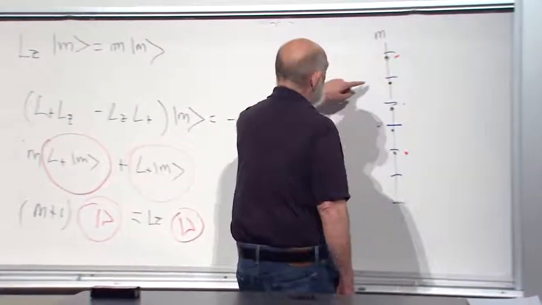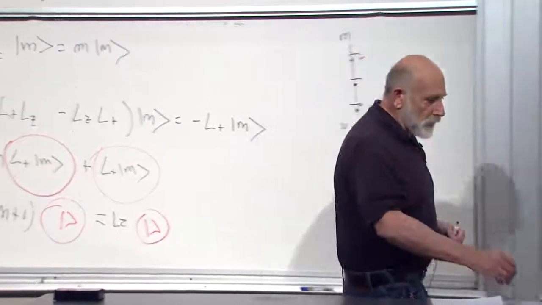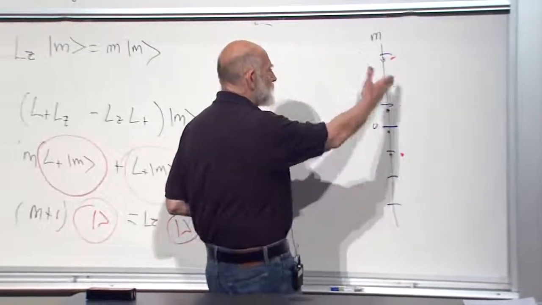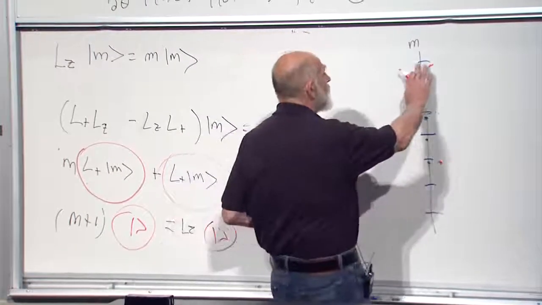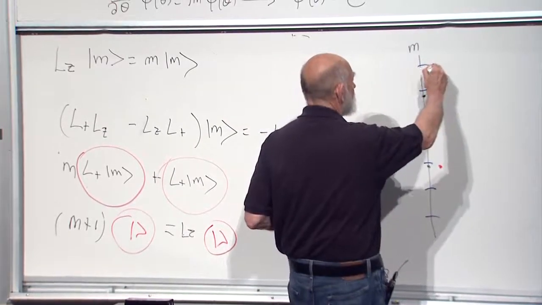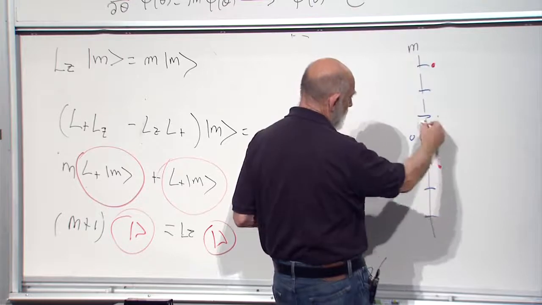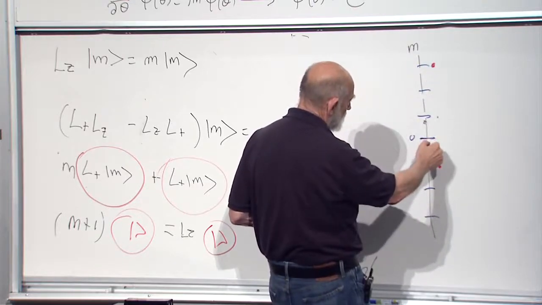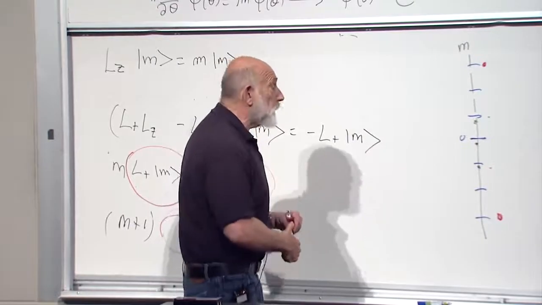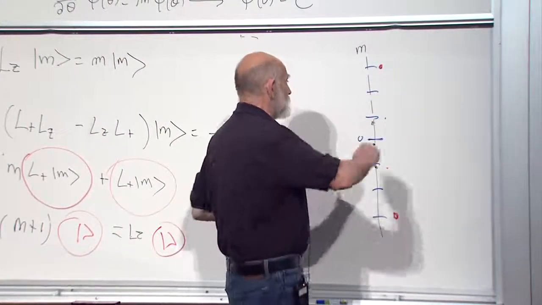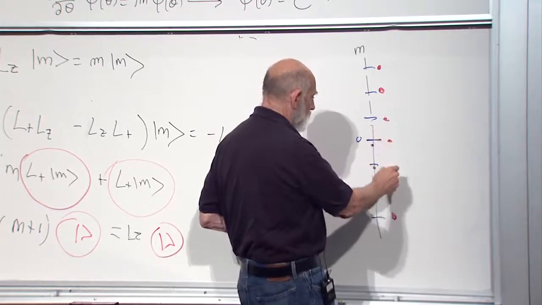So from that, you can conclude that this red dot and this red dot have to be symmetrically placed. If the red dots are symmetrically placed and these are separated by integers, then there are only two possibilities. The first possibility is that the red dot is at an integer. Let's call this the integer m: 0, 1, 2, 3, and minus 1, 2, 3 down here, symmetrically placed about the origin and separated by integers. That would be one possible spectrum.